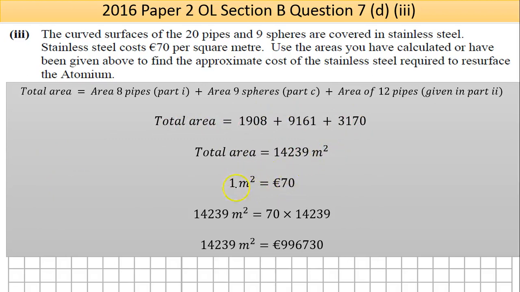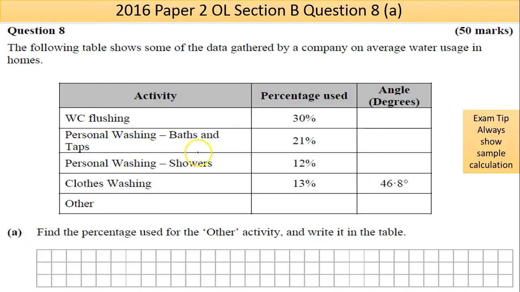Now the statement there, they give you a conversion factor. If 1 meter squared costs 70, what does 14239 meters squared cost? Now it's obviously going to be a lot of money, but it's the same principle. You're just using the equation, multiplying up both sides by the amount you're looking for. For example, a simple example, if I said, what does 2 meters squared cost? Well, I'd multiply both sides by 2, and it would be €140. 3, 4, 5, any number you want to multiply up by, you're correct as long as you multiply both sides by that number. I got a figure of 996,730, so it's almost a million. Okay, 996,730. Job done. Now that's question 8.